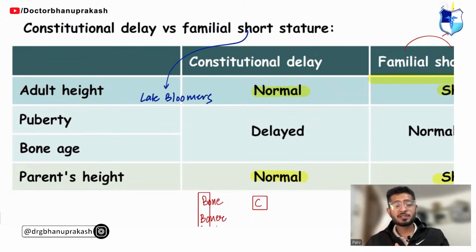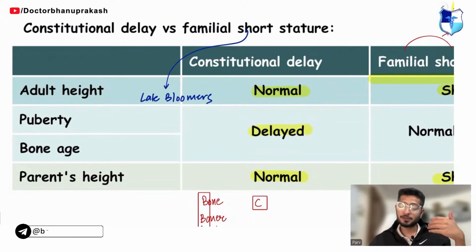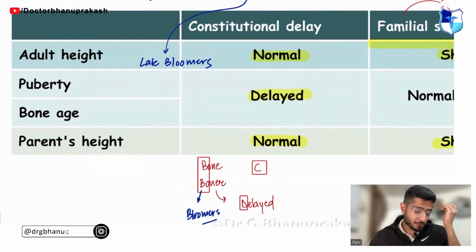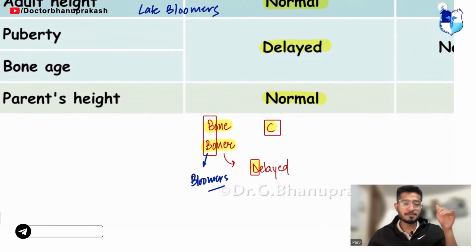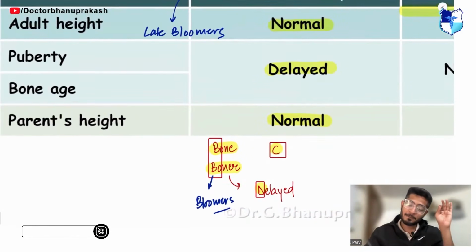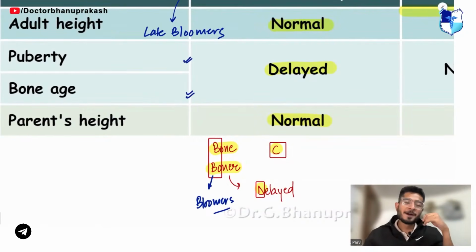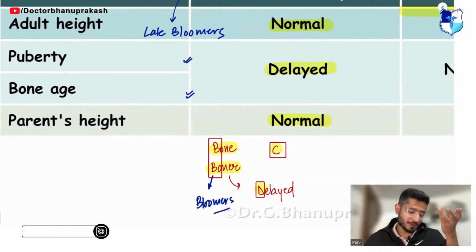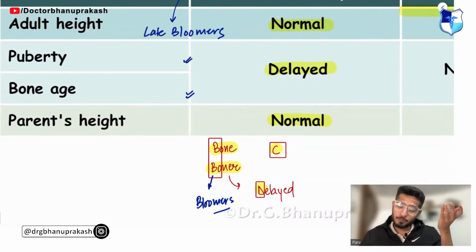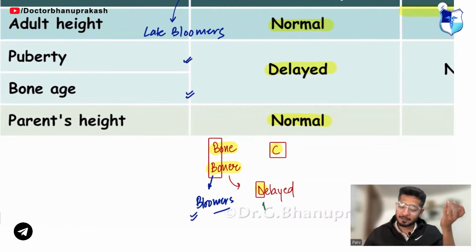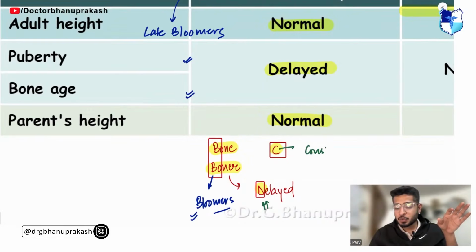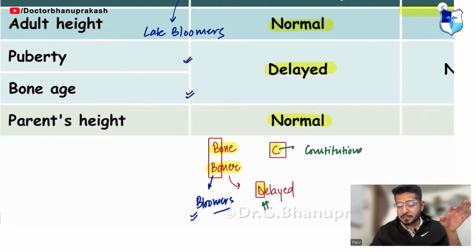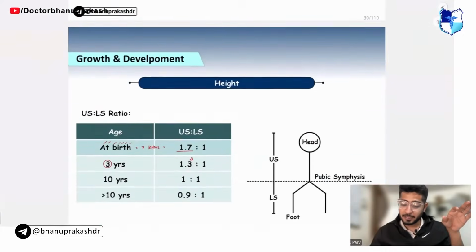So the puberty is actually delayed in these patients, and the bone age is also delayed, and this is how you are supposed to remember it. Remember the mnemonic B, B, C, D. That means bone age is delayed. Then B for boner. Oops. The puberty is delayed. Then bloomer, they are late bloomers. Everything is delayed. And C is constitutionally delayed. Constitutionally, there is going to be a delay in them.